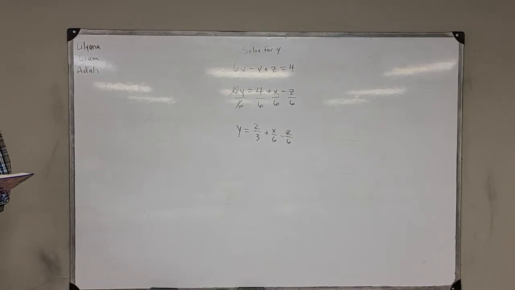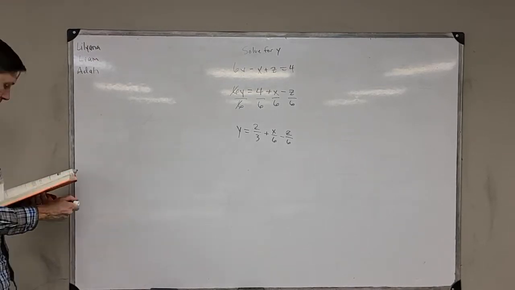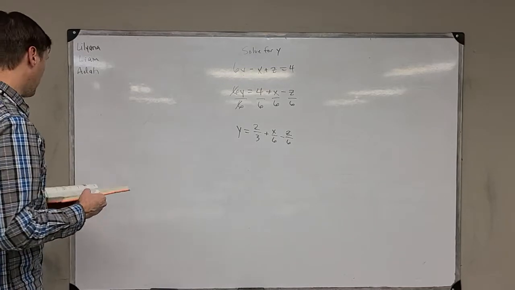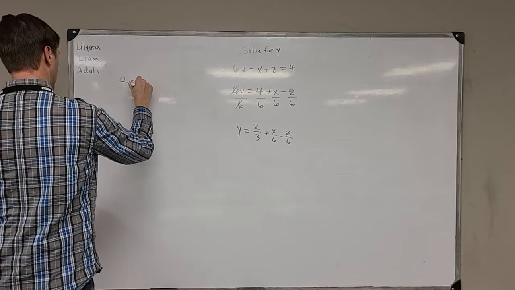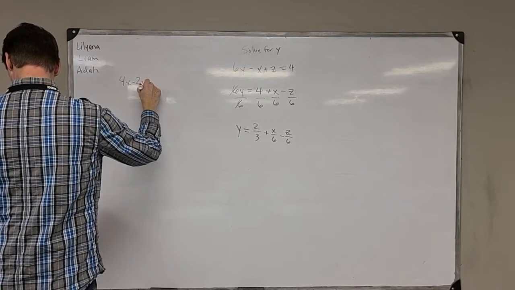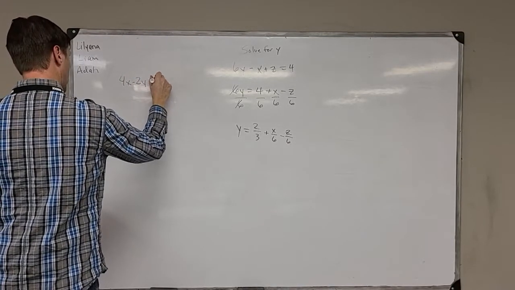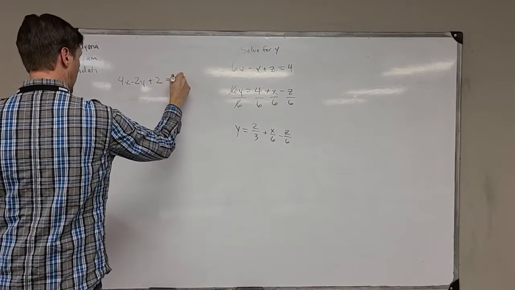Okay? You guys good with that? So let's do another problem that's similar, but this time we're going to have the y variable on both sides of the equation. So we have 4x minus 2y plus 2 equals y minus 4.